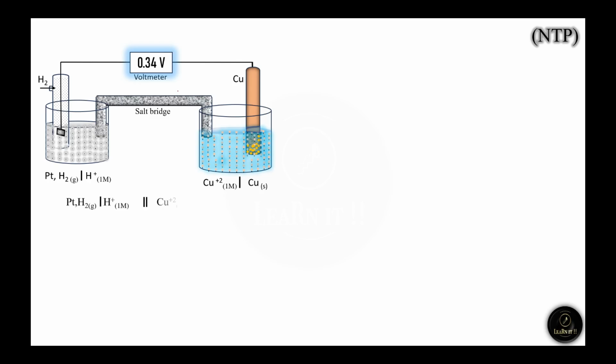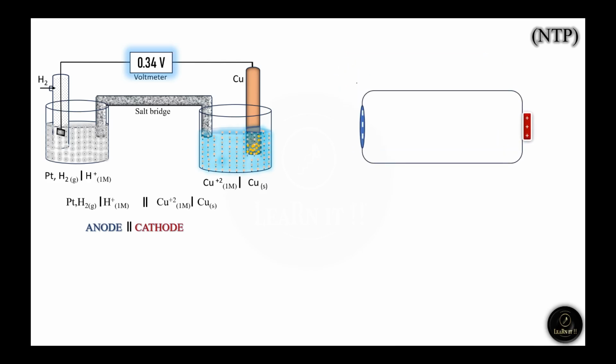This cell is represented by the symbol platinum, that is this platinum wire. It is in contact with the hydrogen, which is in the gaseous state, which is in contact with the H plus ions whose concentration is 1 molar, which is connected to the salt bridge, which is represented by double bar, which is in contact with copper plus 2 ions whose concentration is 1 molar, which is in contact with copper, which is solid. So here left hand side is anode, so hydrogen acts as an anode which is in contact with the cathode, that is copper electrode, through salt bridge.